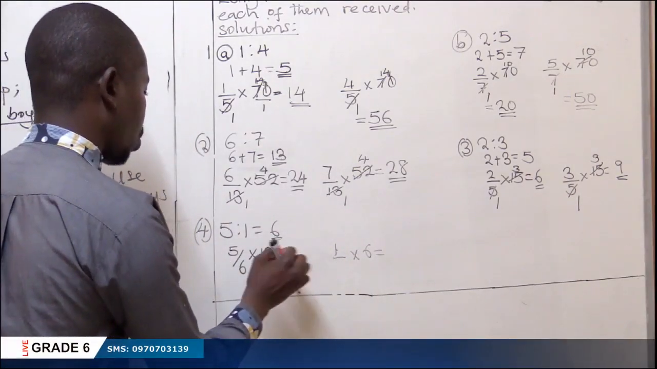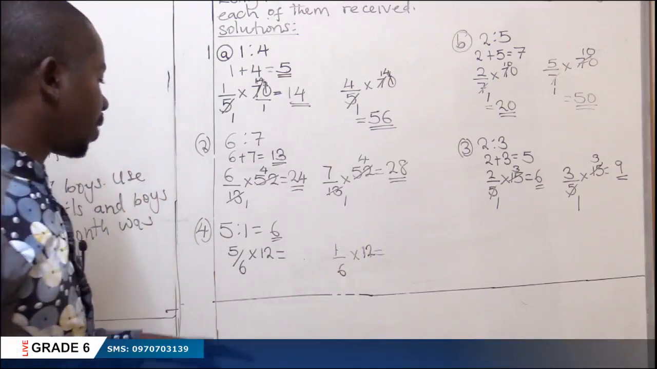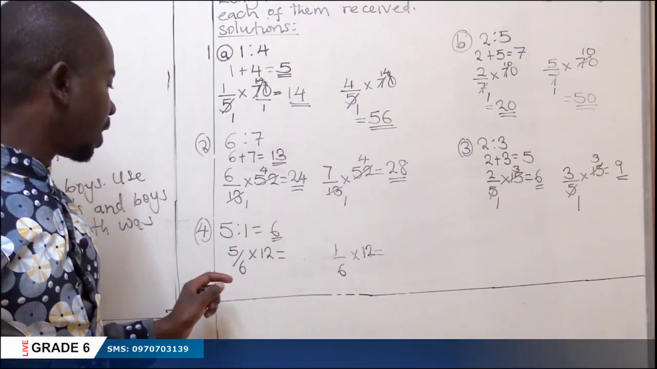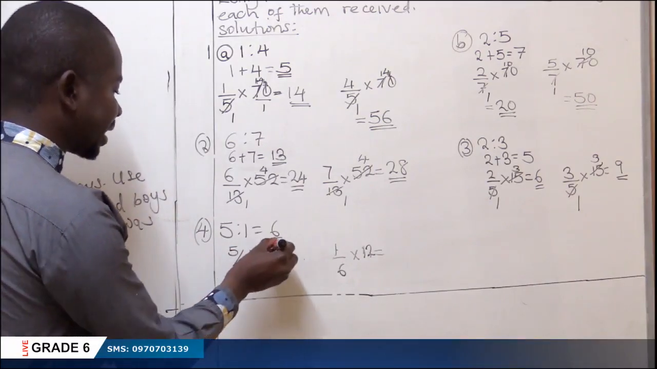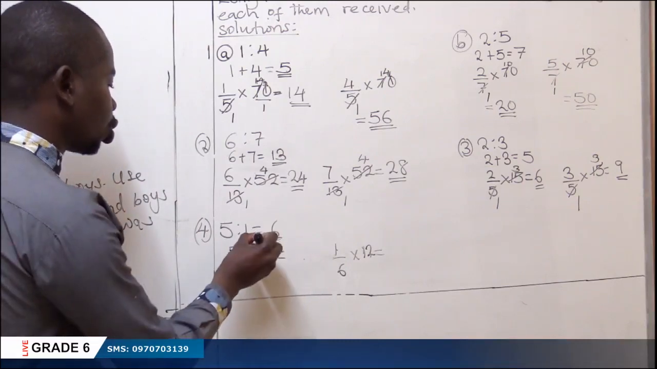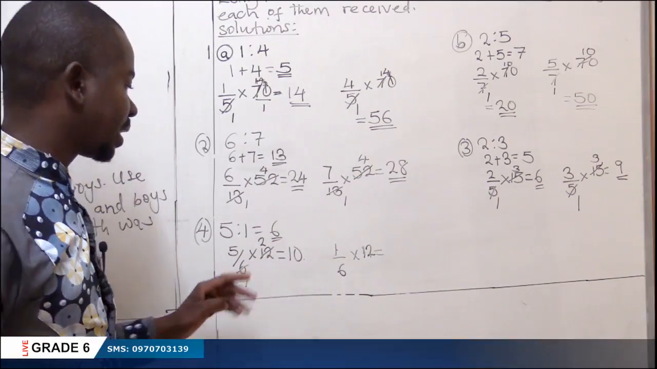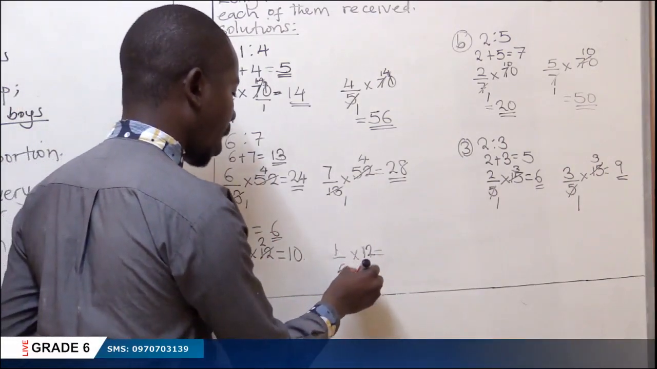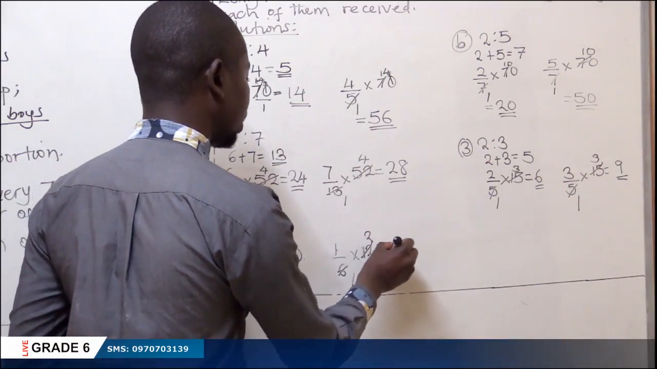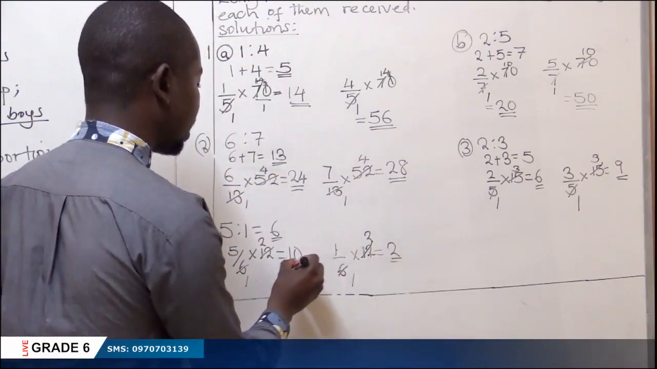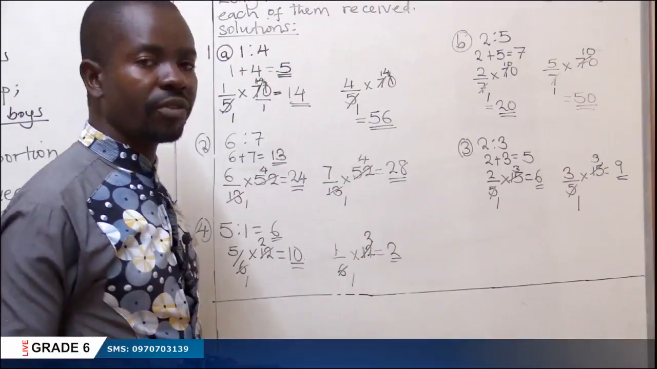All right. So this one is 1 over 6 times 12. All right. So boys and girls, if we want, we can divide. 6 into 6, it's 1. 6 into 12, it's 2. So 5 times 2 gives us 10. 6 into 6, it's 1. 6 into 12, it's 2. 1 times 2 will give us 2. So boys and girls, if you add 10 plus 2, it will give us 12.